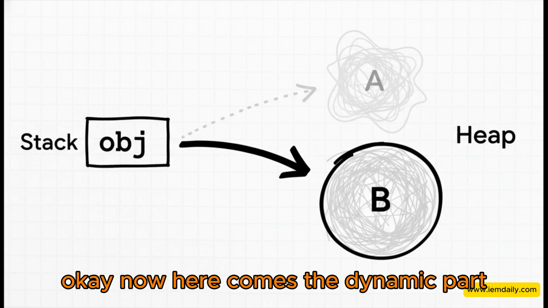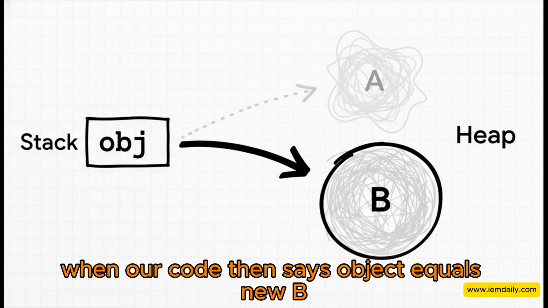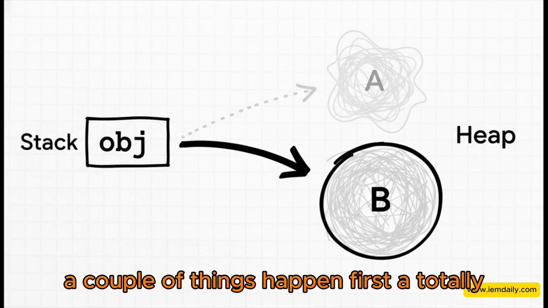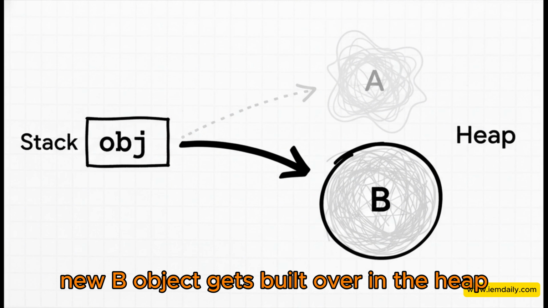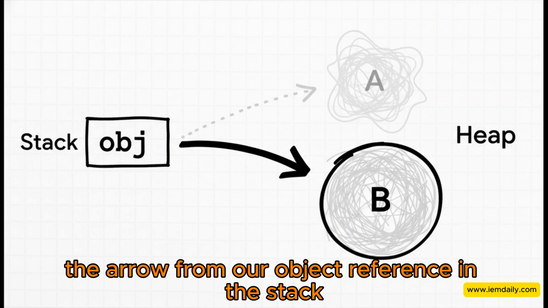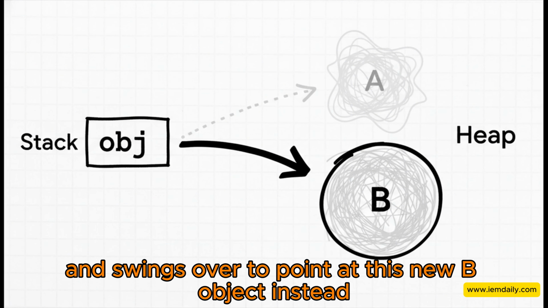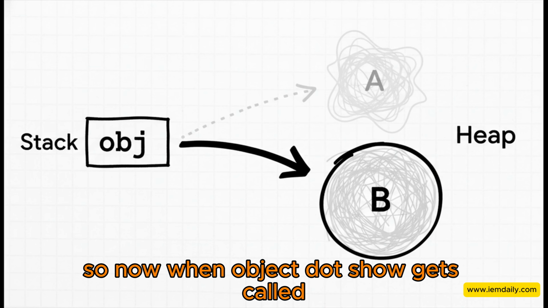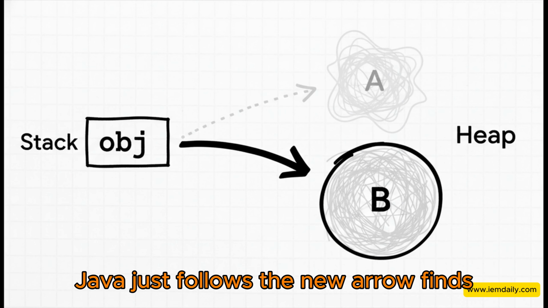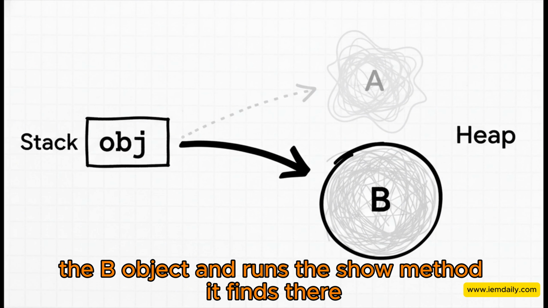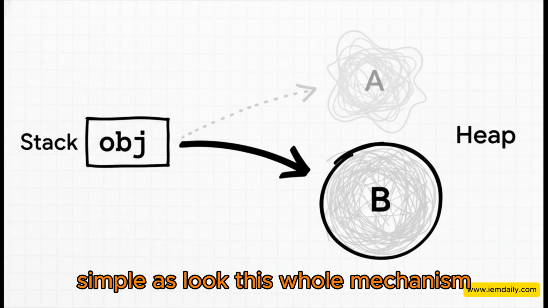Okay, now here comes the dynamic part. When our code then says object = new B, a couple of things happen. First, a totally new B object gets built over in the heap. Then, and this is the magic, the arrow from our object reference in the stack breaks its connection to that old A object and swings over to point at this new B object instead. So now, when object.show gets called, Java just follows the new arrow, finds the B object, and runs the show method it finds there. Simple as that.